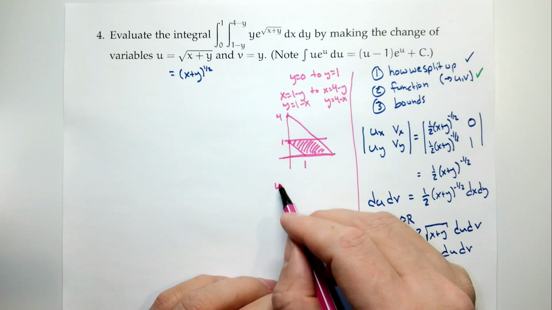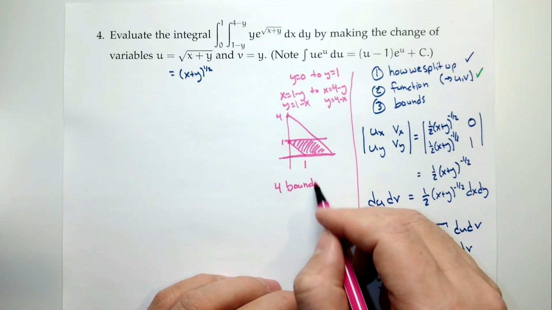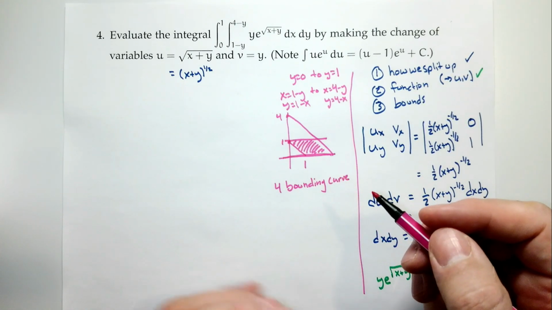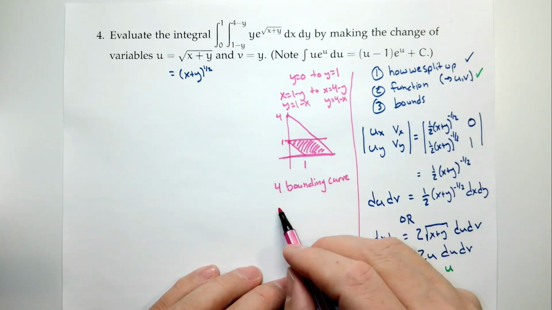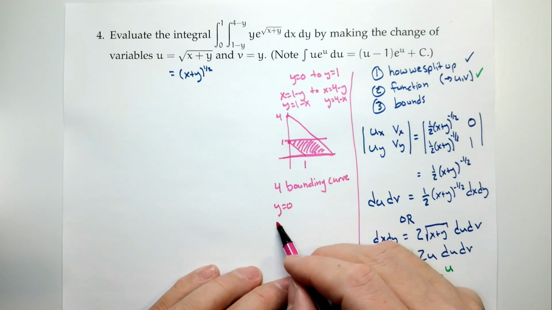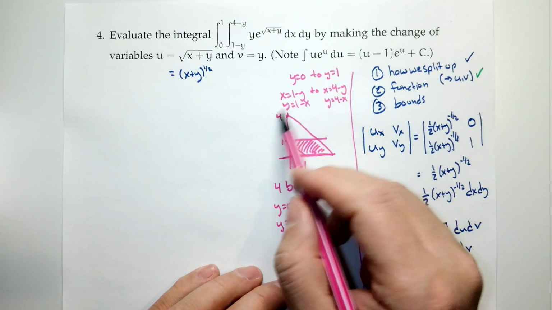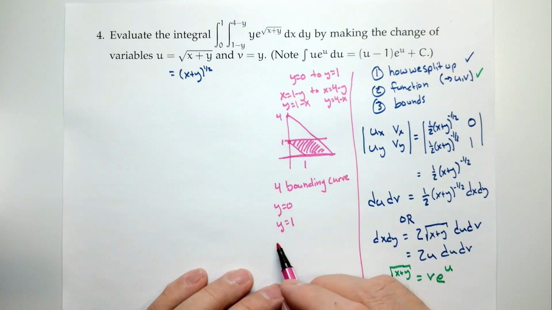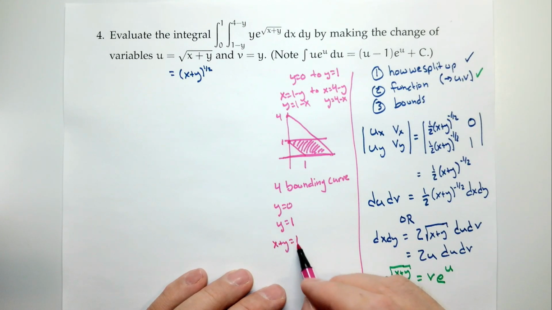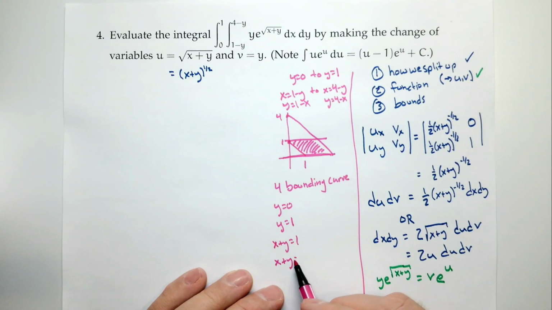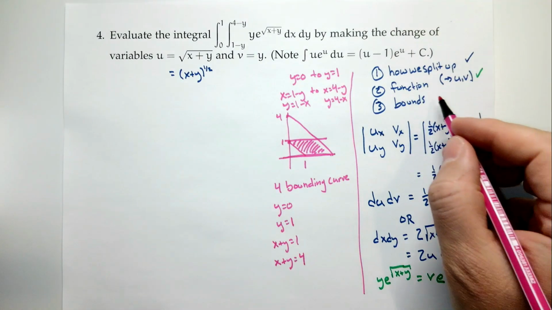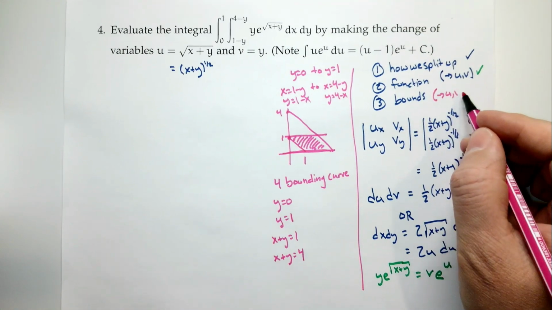So there are 4 bounding curves. What we want to do is look at each curve and think about how to write them. Some of them are pretty simple. We get y equals 0, y equals 1. Then here, I'm going to write it not as x equals 1 minus y or y equals 1 minus x, I'll just write that as x plus y equals 1. And the other one is x plus y equals 4. Now that's how to write them in terms of x and y. We again want to get our bounds in terms of u and v.